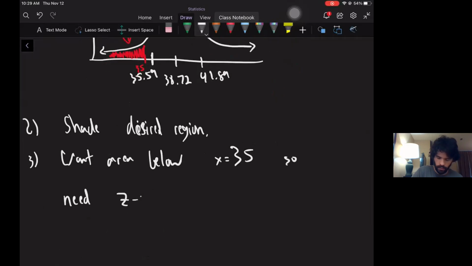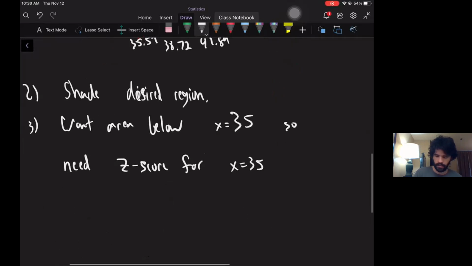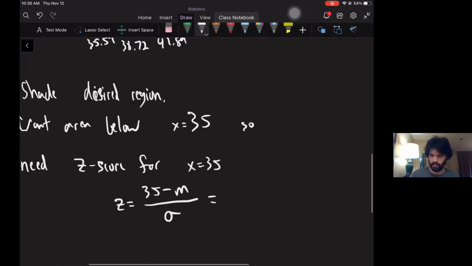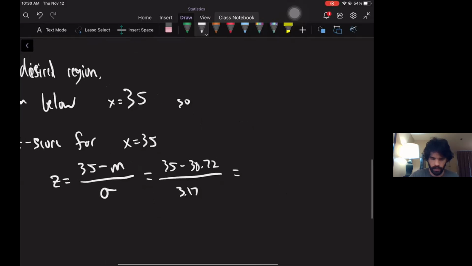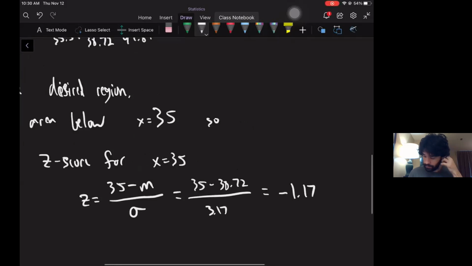So we need the z-score for, you can think of it as, the data point x equals 35. That makes it a little bit easier to set up. So that just means I need to do z equals 35 minus the mean over the standard deviation. Well, we have the mean, 8.72, divided by the standard deviation, 3.17. So let's get a calculator and just do that real quick. You get negative 1.17. So that's the z-score.